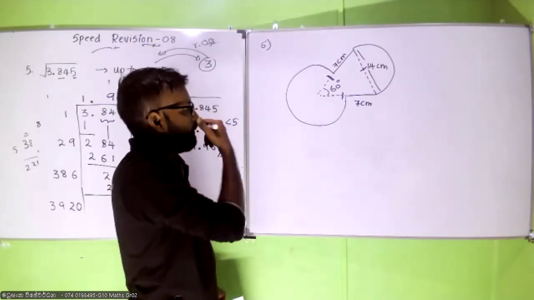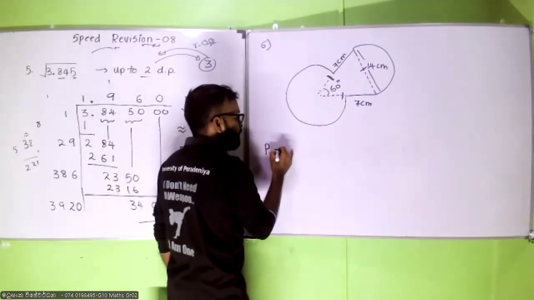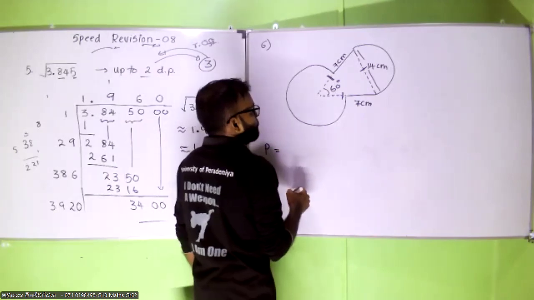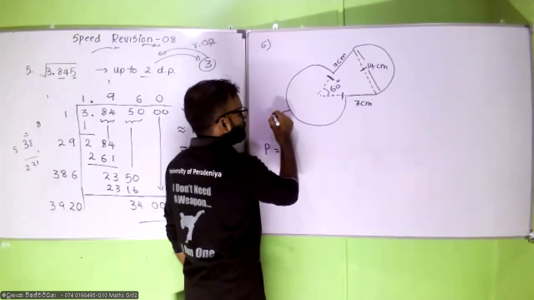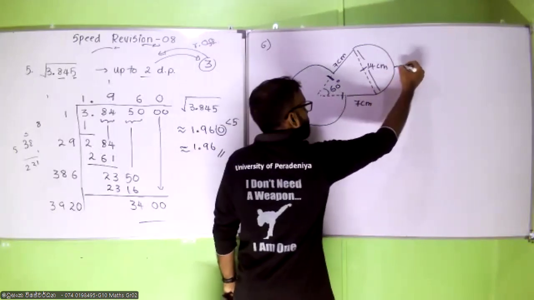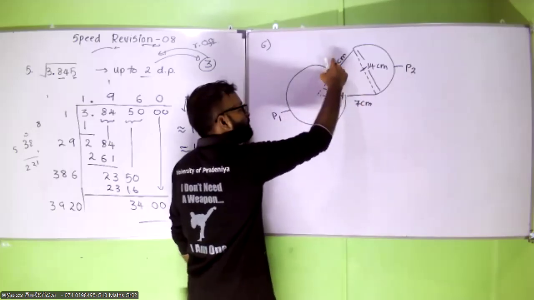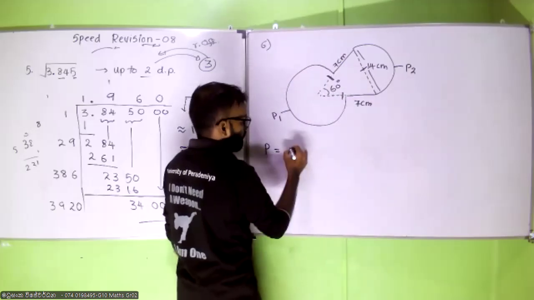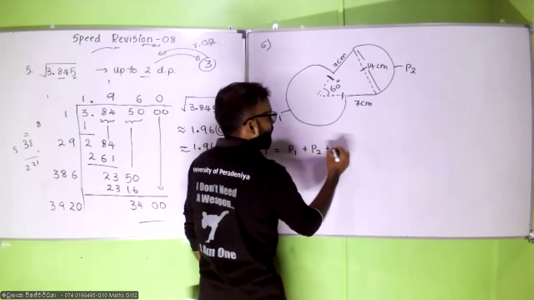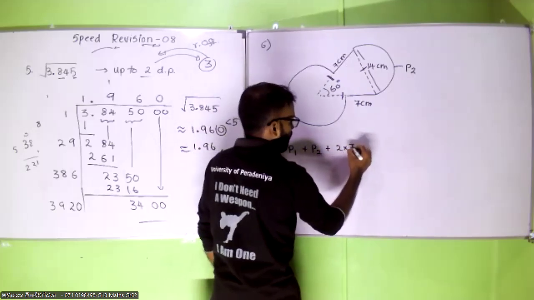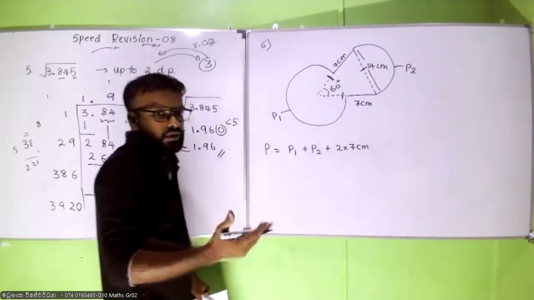Alright. So how are we going to find the perimeter of this figure? Very easy. Perimeter equals, I will say this is P1. This is P2, and I have got 7 and 7. So P1 plus P2 plus 2 times 7, 2 times 7 centimeters. That's all.